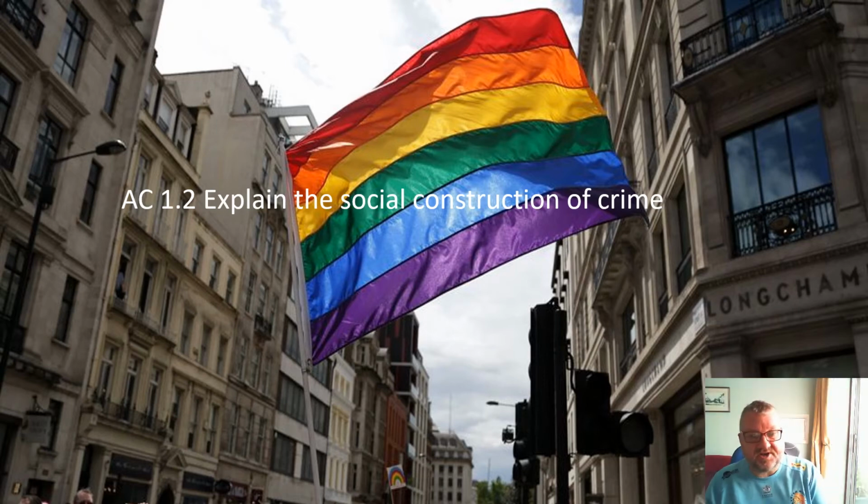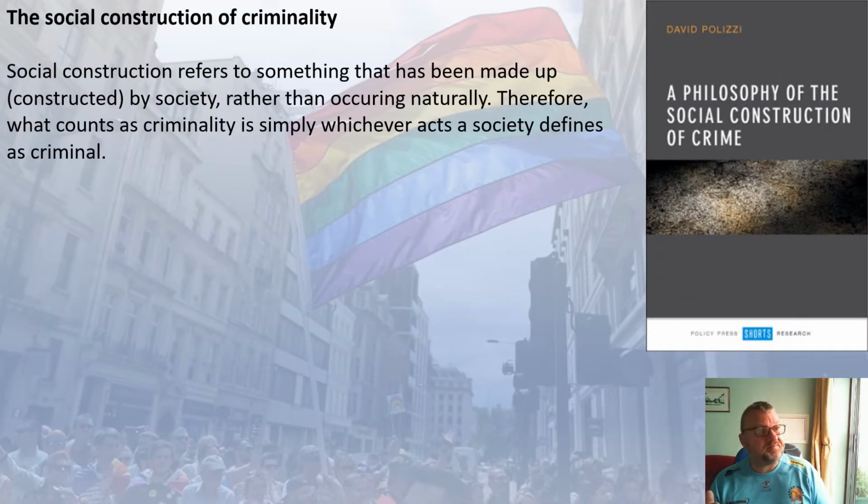Okay, welcome to the second PowerPoint on Unit 2 of the WJEC Criminology A-Level, and we're looking at Assessment Component 1.2 today, which is entitled Explain the Social Construction of Crime. So what do we mean by this? Well, social construction refers to the fact that crime, or anything actually, has been made up or constructed by the society. So it doesn't occur naturally, it's something that we as human beings have constructed.